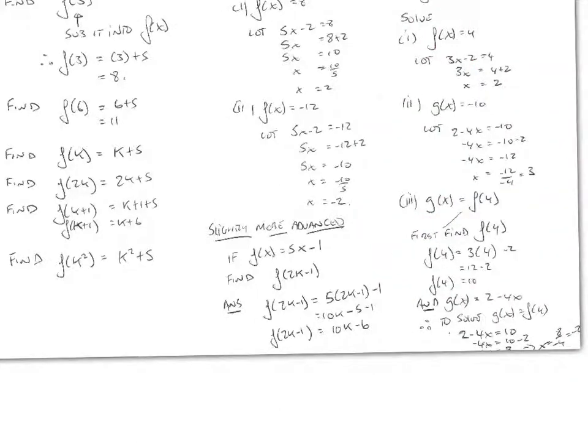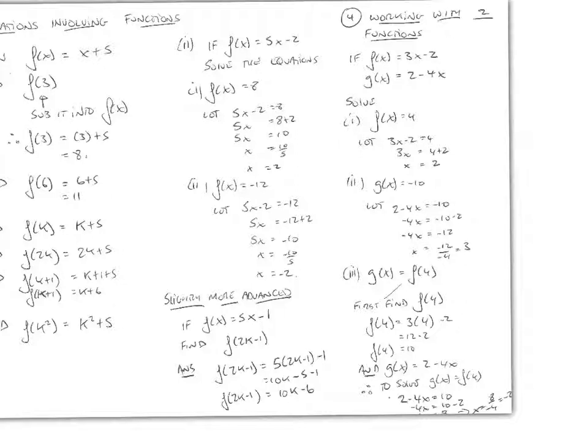So, a slightly more advanced one here, you have to take care. If the function f of x equals 5x minus 1, find f of 2k minus 1. In other words, sub in this value where you see x here. So f of 2k minus 1 is the same as 5 by x, but x is 2k minus 1 in brackets, minus 1. So 5 by 2k is 10k minus 5 minus 1. The answer is 10k minus 6.